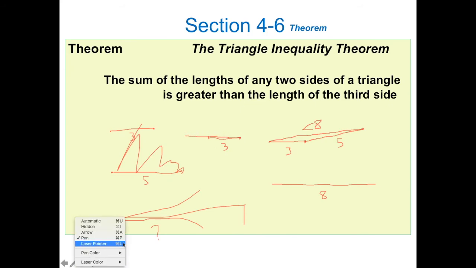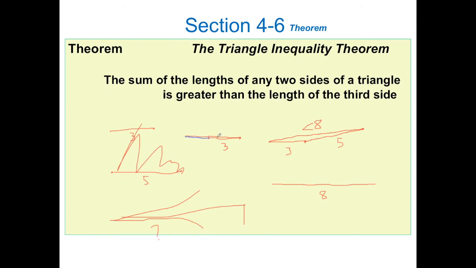In order to complete a triangle, we have 3 non-collinear points, 1, 2, and 3. Those are 3 non-collinear points, right? These are collinear with one another. These are collinear with one another, but not all 3 are collinear. So I can form a triangle by drawing a third side.